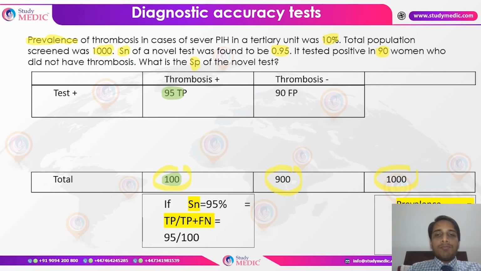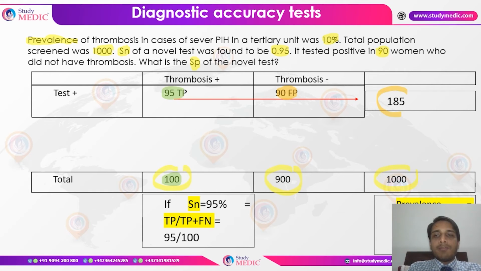So once we fill that, what else is given? If tested positive in 90 women who did not have thrombosis, that means it tested positive in 90 women who did not have thrombosis. This is false positive. Once we have this, we have to fill the column. So how many will be tested positive? False positive plus true positive will be 185.